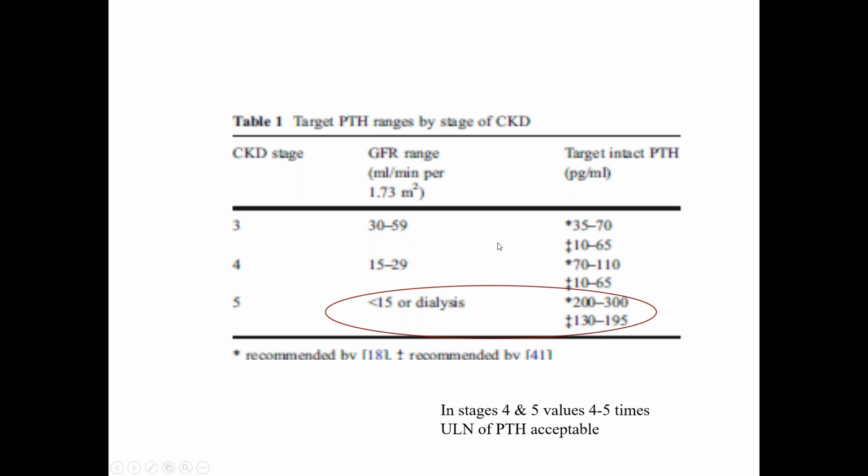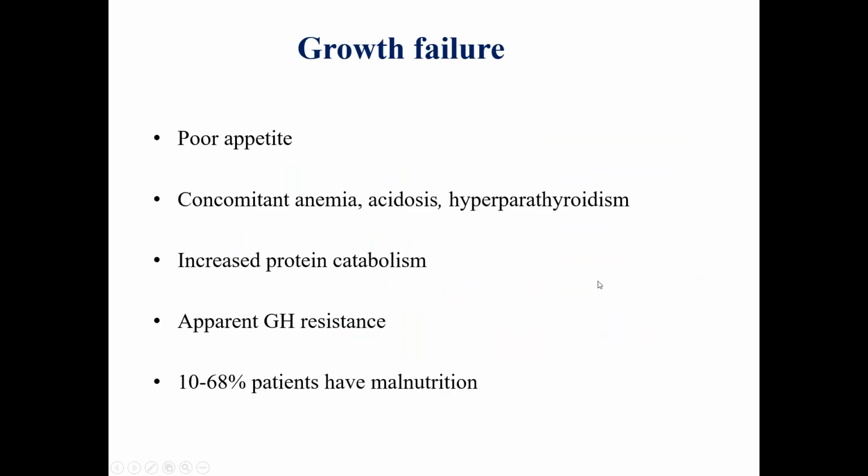Now, the target PTH values for early stages of CKD are usually normal values. You want to maintain the PTH at normal values, but in higher degrees of failure, that is CKD stage 4 and stage 5, you don't want to over suppress the PTH also. So if your PTH values are about 5 to 6 times the upper limit of normal, you are okay. You need to suppress it beyond that only if the values are above that.